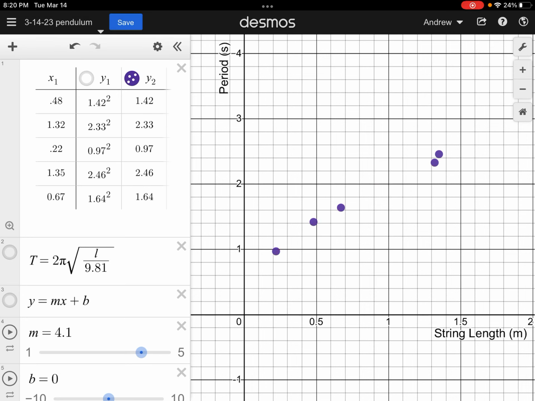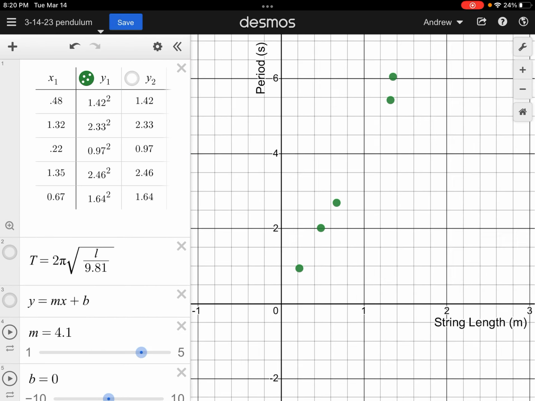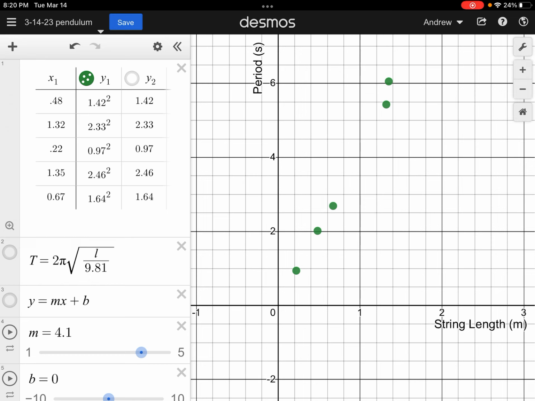So I'm going to turn off Y2, and if you look at the Y1 column, it's the same values as Y2, except they're now squared. And if we zoom out a little bit, you'll see that the green dots form a straight line. Well, 4 out of 5 of those points do, and if we turn on this equation, y equals mx plus b, which is slope-intercept form, we can see that the slope of the line is 4.1.